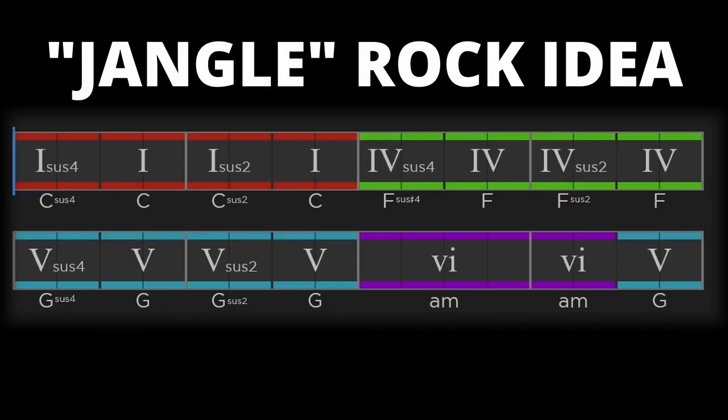We can, of course, use sus4 and sus2 in the same song. This is often used in indie or jangle rock songs, where sus chords are rapidly linked together with the standard root chord. As we mentioned earlier, certain chord shapes make these moves very easy on guitar. Here is an example of this in action.